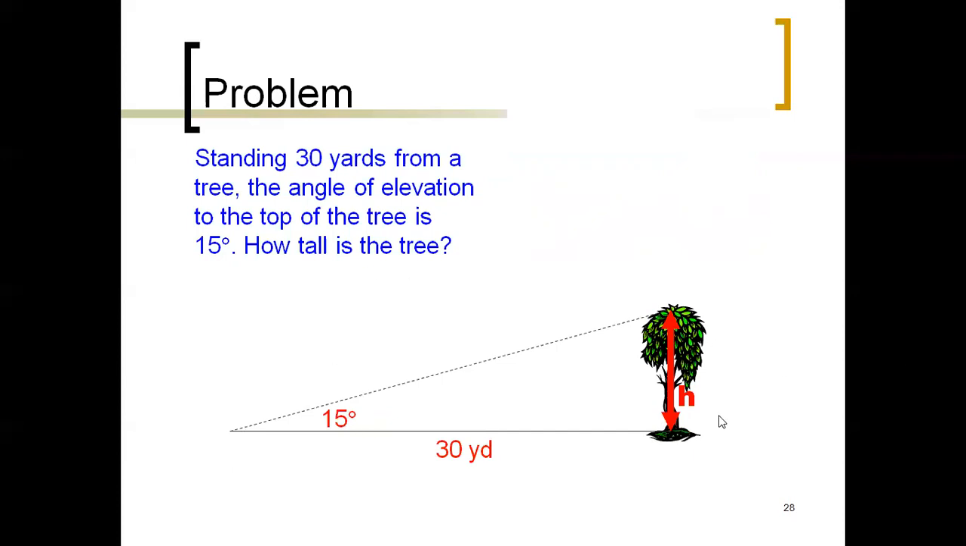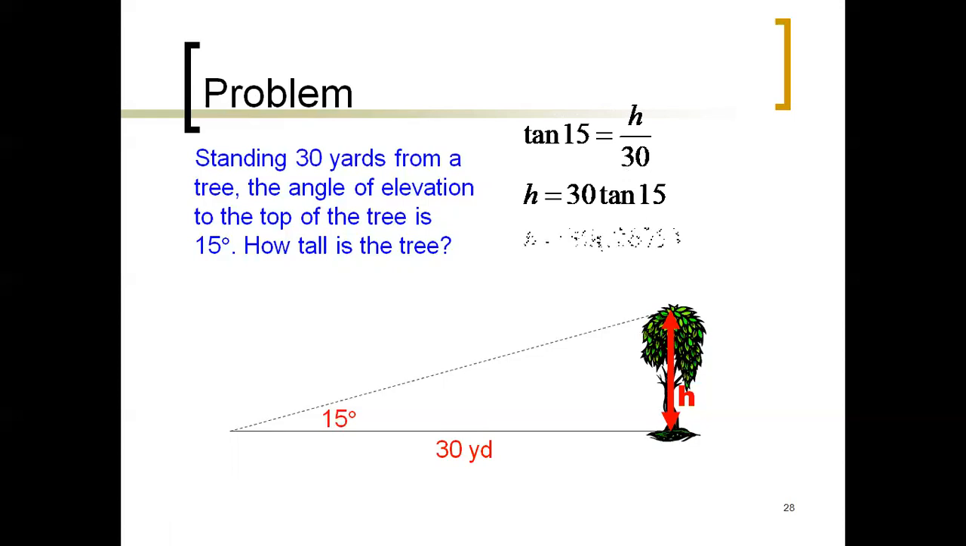The unknown here is the height of the tree, but the distance from the tree is 30 yards. So we have here opposite, that is the height of the tree, and then 30 yards, which is the adjacent. So opposite and adjacent, we will be using here tangent 15 degrees equals h over 30. Cross multiply to solve for the h. H equals 30 times tangent 15. Find the approximate value of tangent 15. 30 times 0.2679, multiply that one. The height is approximately 8 yards already. So the height of the tree is approximately 8 yards.